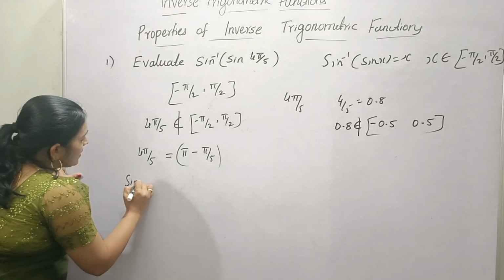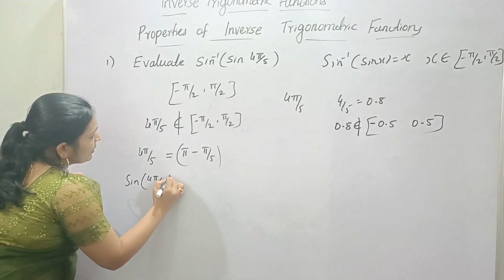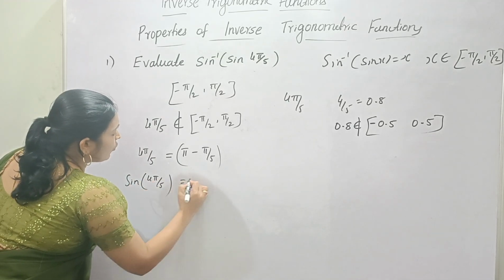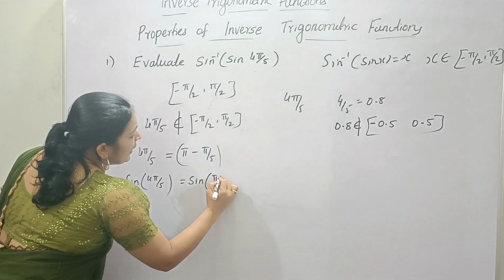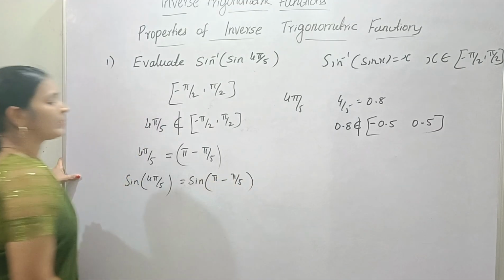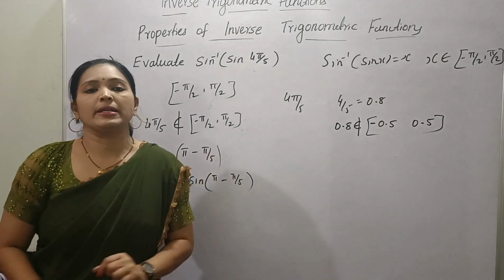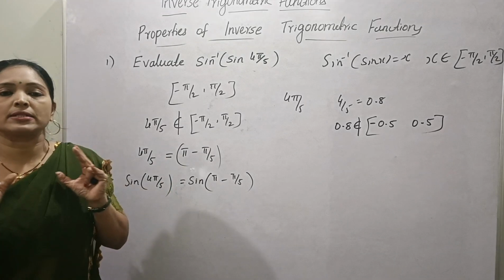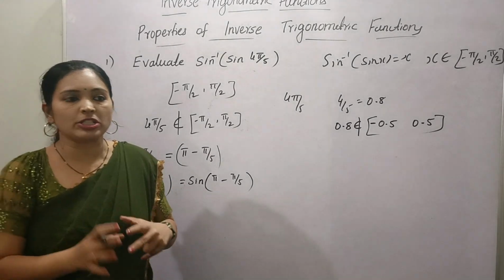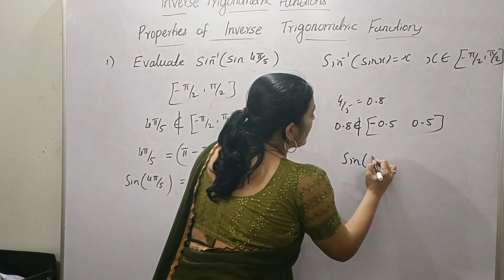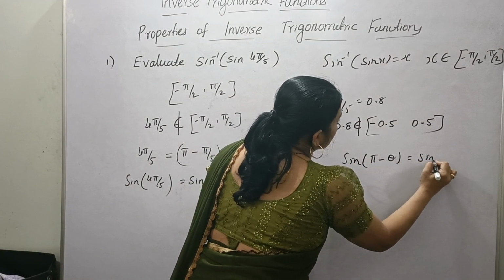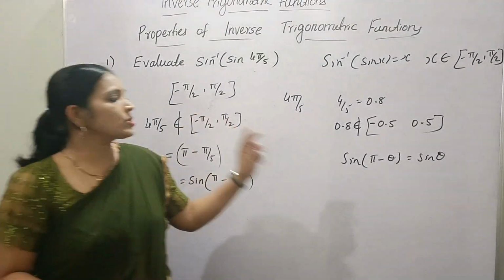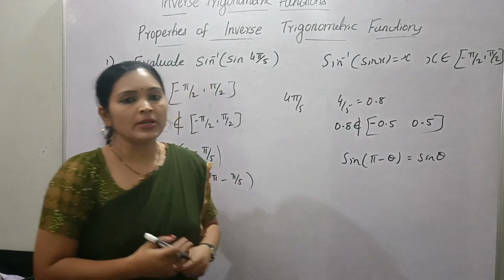So, here sine 4 pi by 5 is equal to sine of pi minus pi by 5. What is sine pi minus theta? In our trigonometric functions, we have already learned all these properties. Sine pi minus theta is nothing but sine theta, because it lies in the second quadrant. In the second quadrant, the sine function is positive, right? So, sine pi minus theta is equal to sine theta.